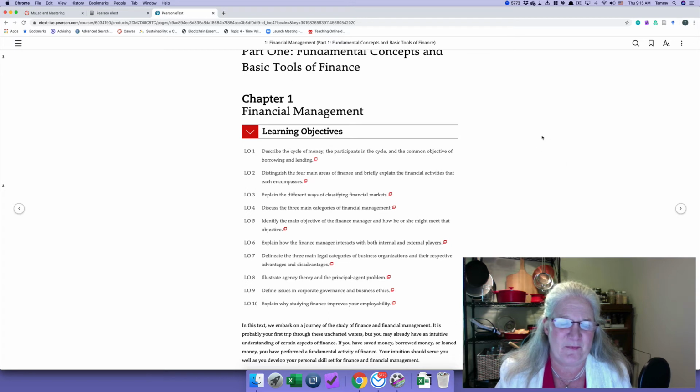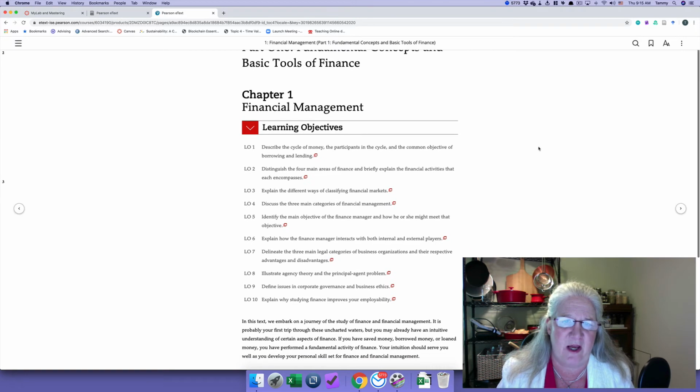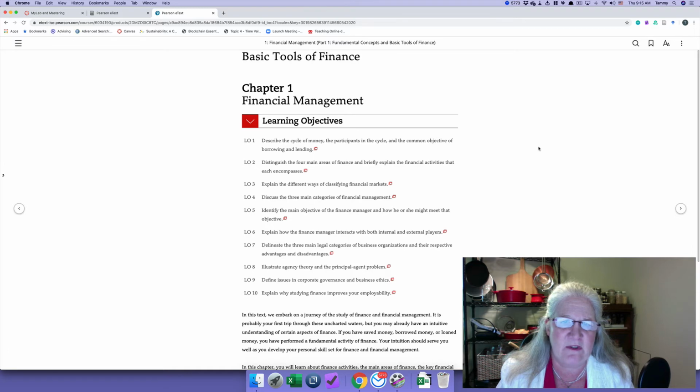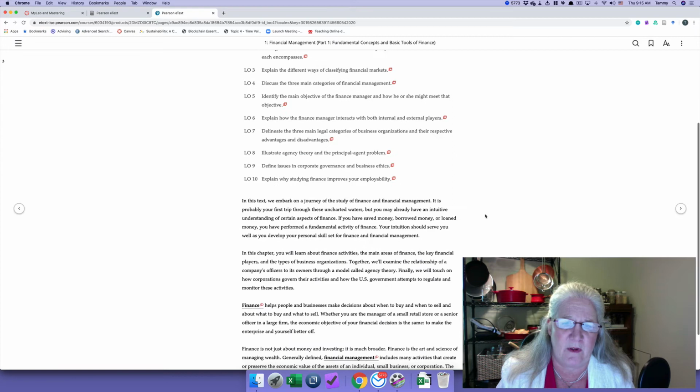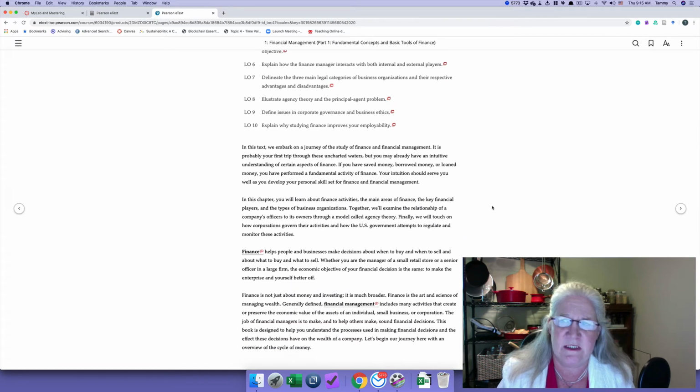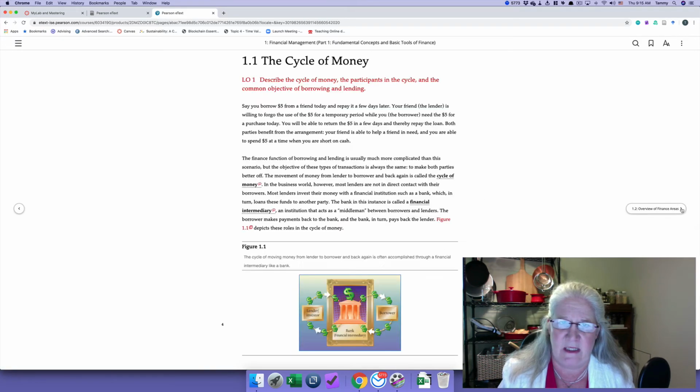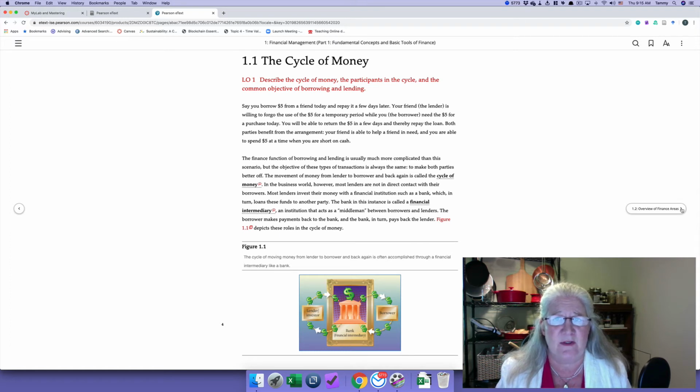All right, so these are the objectives of the chapter, and the first thing I want to talk about is what they're calling the cycle of money. What we mean by the cycle of money is this idea that, actually this little example that they give is really cute. It says, look, you want to borrow some money from a friend and you're going to pay it back later. That cycle of borrowing and repayment is the cycle of money. And banks get into the middle of it basically to spread the risk around.